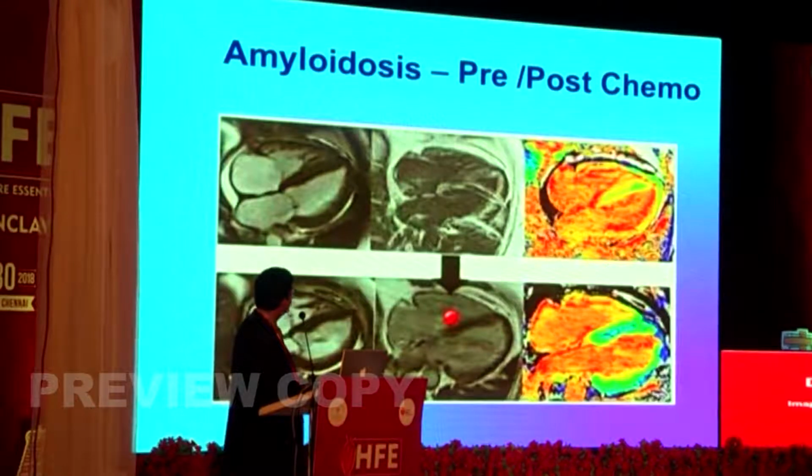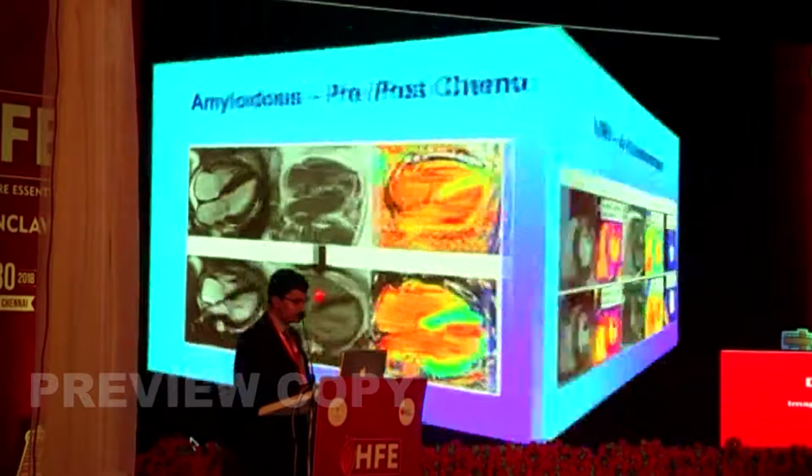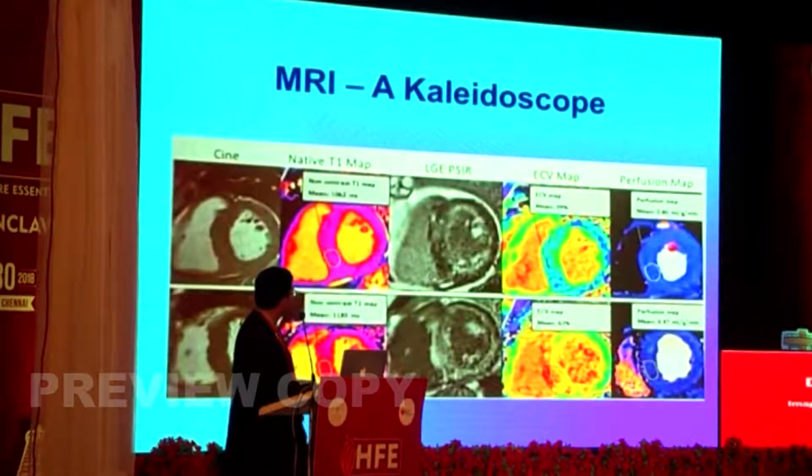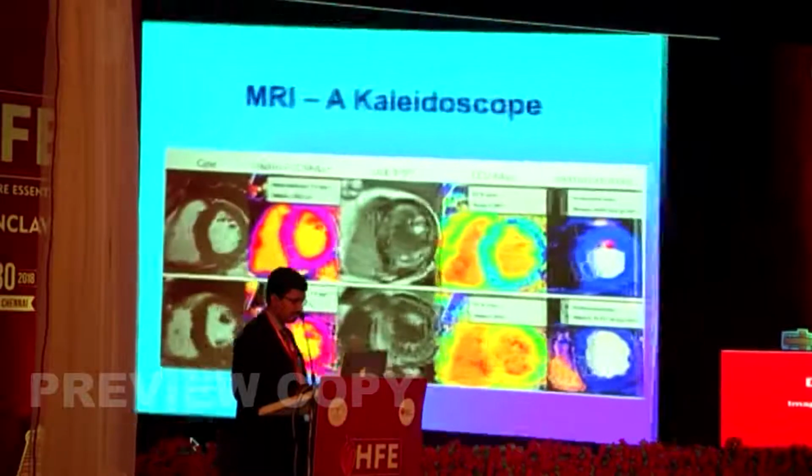And what is more important is to look at how the disease goes after treatment with bortezomib. And you can see here there's a patient pre-chemo and there's a patient post-chemo. The entire delayed enhancement has actually disappeared, and the T1 maps look much better. So it is useful for prognosis, it's useful for following up the disease.